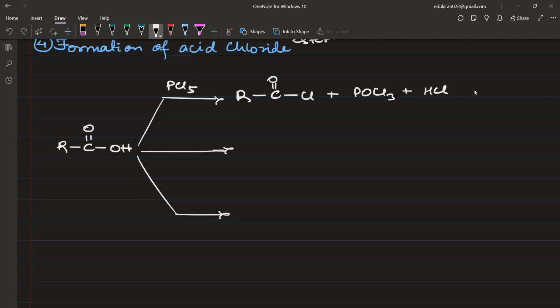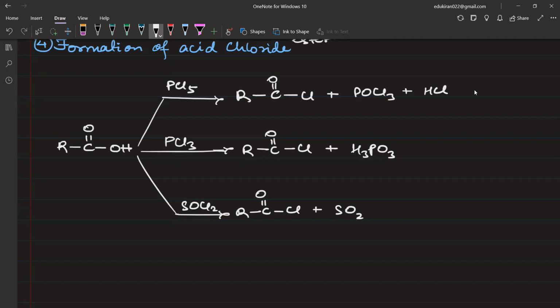Similarly, I can use PCl3, same reaction, R C double bond O Cl, same product, plus H3PO3. One more reagent that is very useful, SOCl2, RC double bond O, Cl plus sulfur dioxide and hydrogen chloride. Okay, so all of these reagents are similar, and same thing is happening here also. OH is getting replaced by chlorine atom. The 5th one, formation of amides.